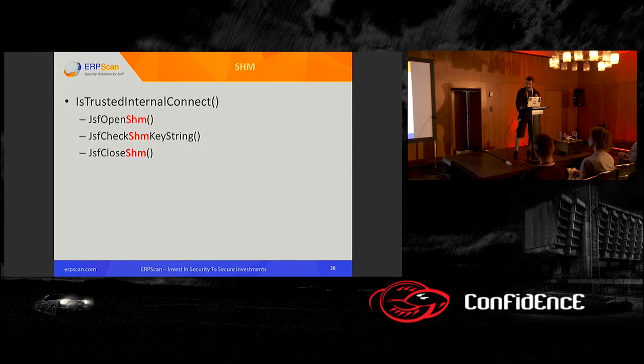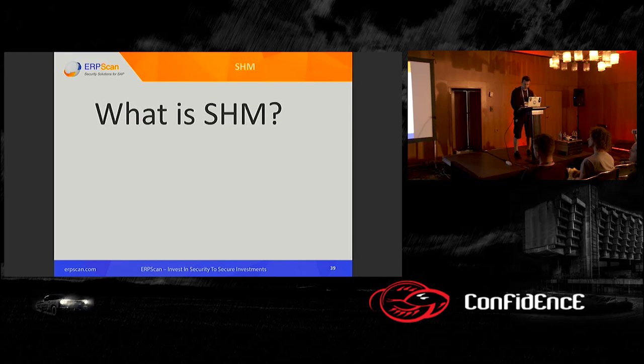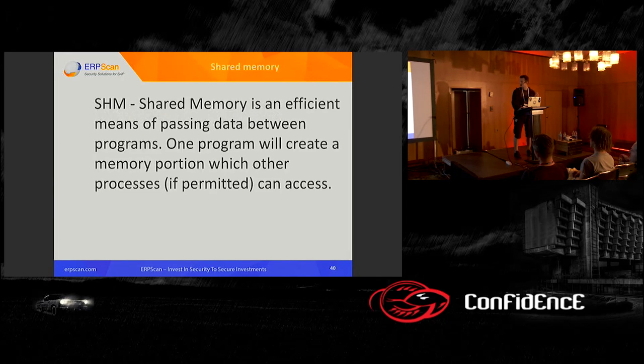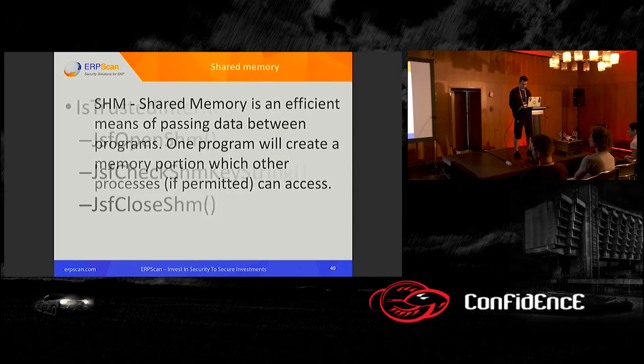All these functions share a part called SHM. And what is SHM? SHM means shared memory. It's memory which two or more processes share data through. For example, one process can write something in this memory, and another process, if it has some rights, can read this data from shared memory.